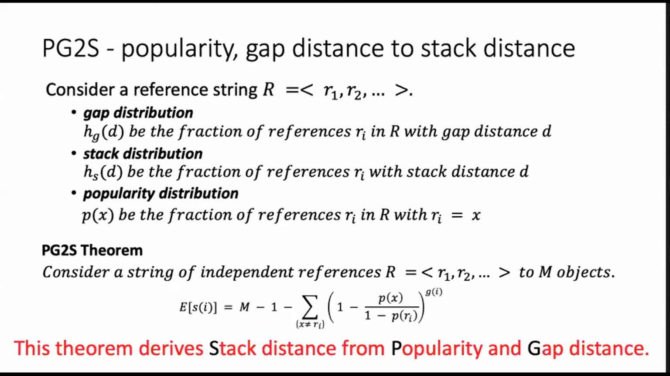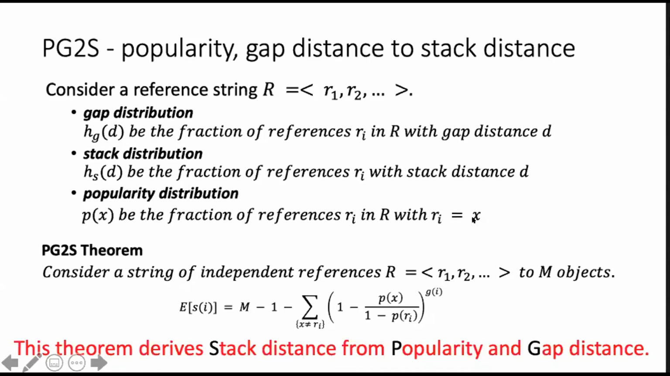That means we assume each reference is independently requested. Now, given a reference string R, which has many references, the gap distribution is defined as the fraction of references with gap distance d. Similarly, we can define the step distribution as the fraction of references with step distance d. And last but not least, we can define the popularity distribution, which is the fraction of references with a specific popularity x.